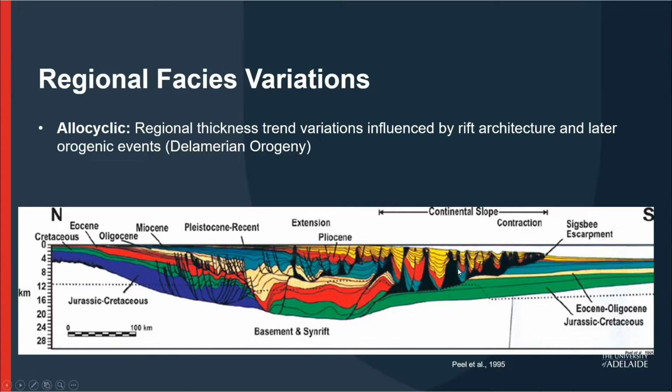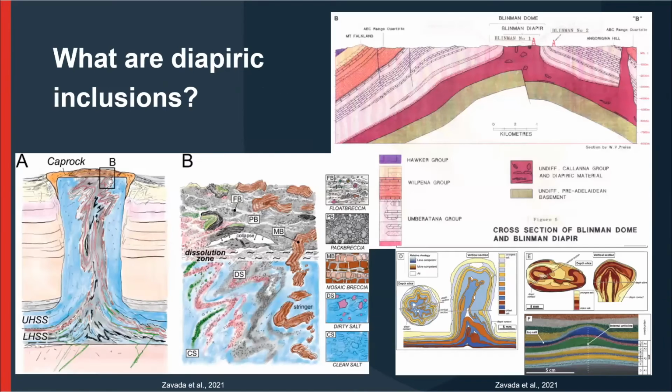So yeah, and this, I think, is something that we haven't really tackled greatly. We know that there's thickness changes in the Flinders and beyond, but we haven't incorporated how the salt is influencing those changes on the really broad regional scale.